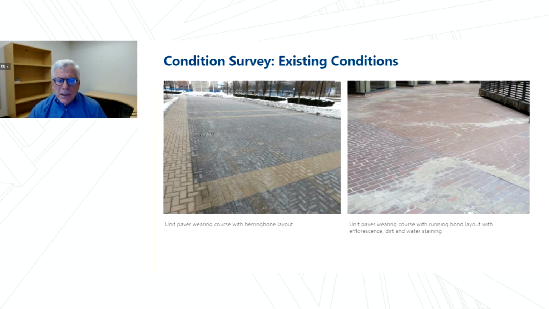Some other issues: unit paving wearing course. This happens to have a herringbone layout, which is more dominant in higher use areas such as vehicle traffic. On the right is a unit paver system that's a running bond system. This is for pedestrian use only, with all kinds of efflorescence, dirt, water staining, and other conditions, which is an indicator of poor water management, which Jason will talk a little bit about later.